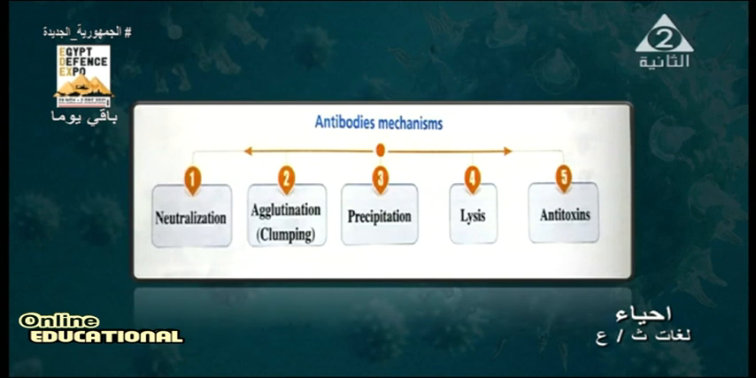What is the antibody mechanism? Number 1, the antibody may lead to neutralization of the viruses: it attacks the virus and neutralizes it to prevent the spreading of the virus inside the human. It may lead to agglutination, which means clotting. Clotting means clumping the viruses to prevent their spreading also.